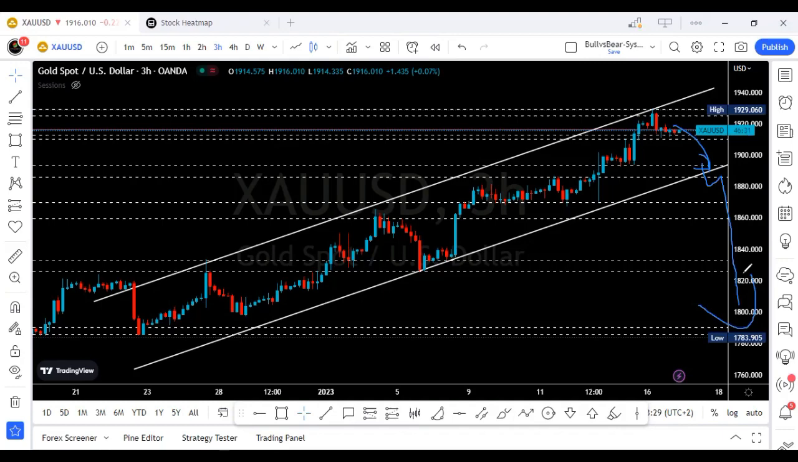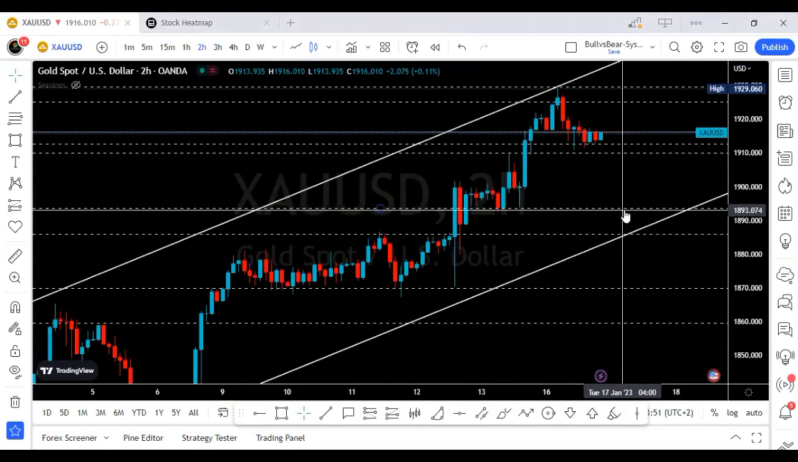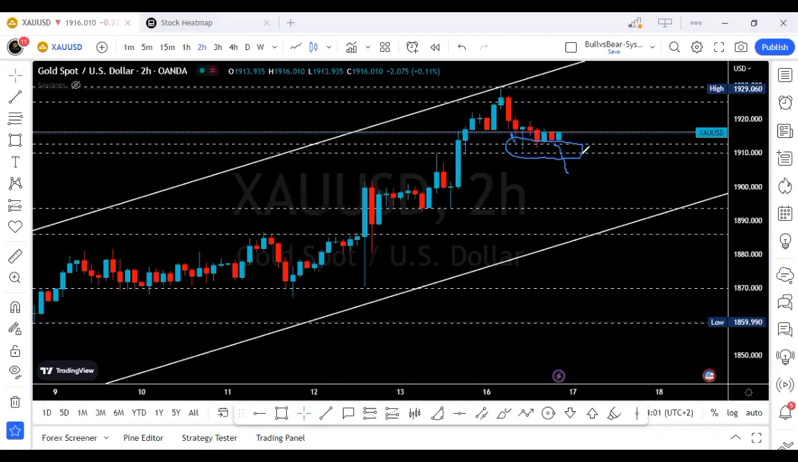But anyway, let's go to the lower time frame and see what else we have to break this current support here, and then give you a small retest around this level here, and you can sell.